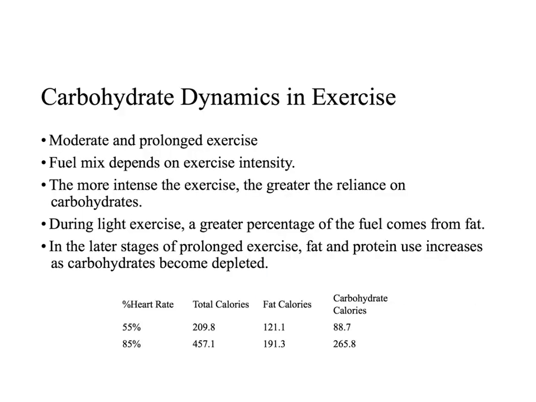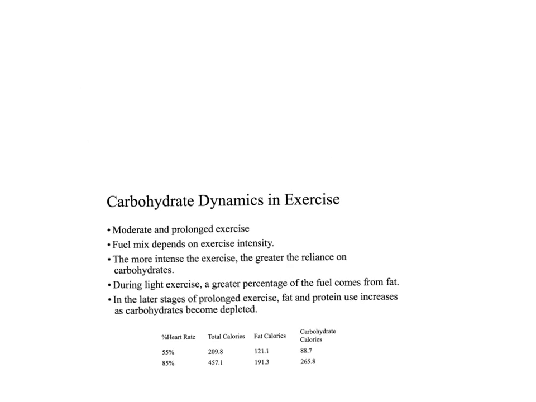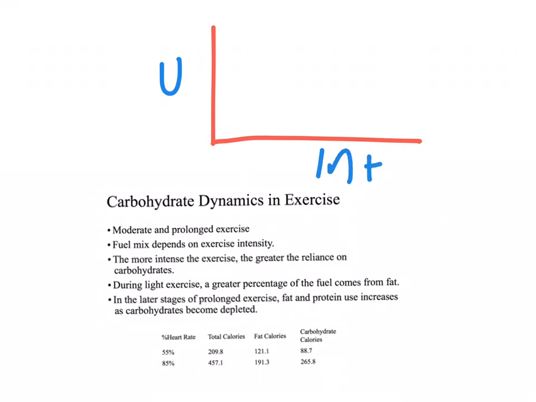So if we examine carbohydrate dynamics during exercise, carbohydrate utilization essentially is controlled via intensity. The greater the intensity of the exercise, the greater the reliance on carbohydrates. When we look at carbohydrate utilization during exercise, we often examine a graph that depicts utilization of fuel source over intensity.